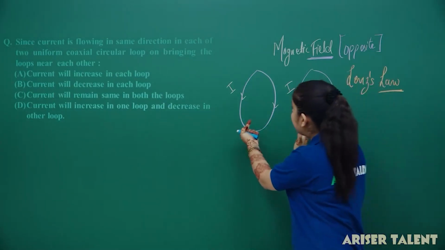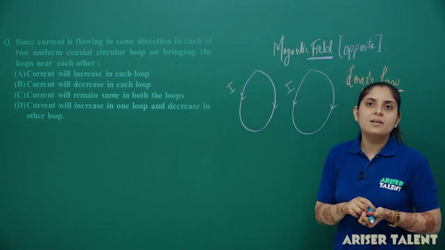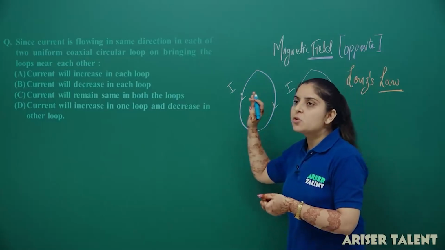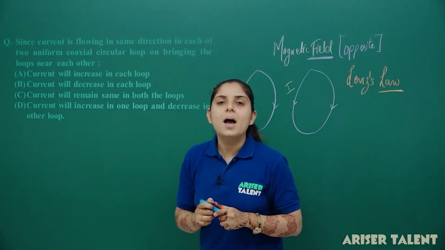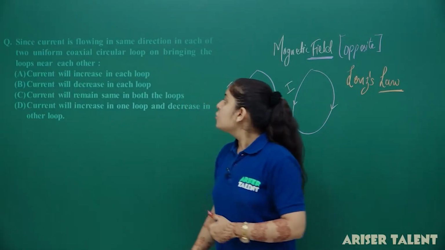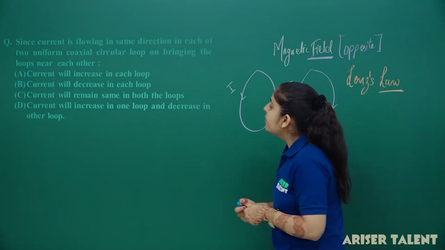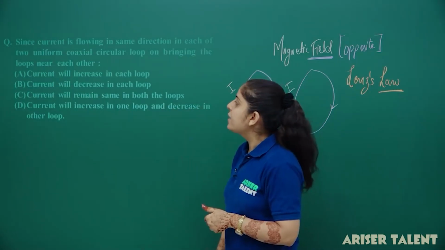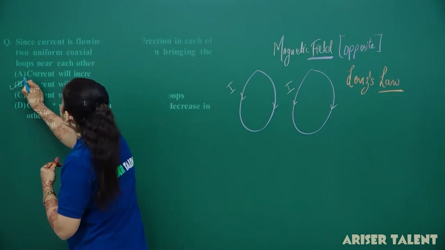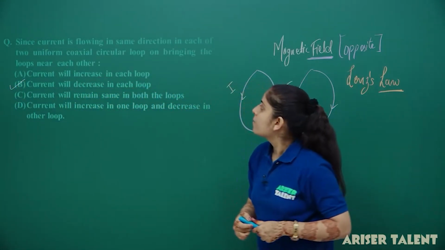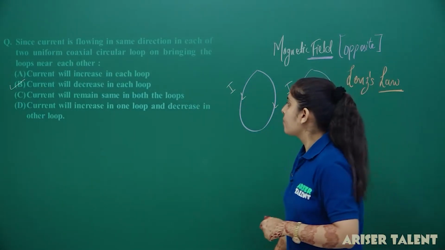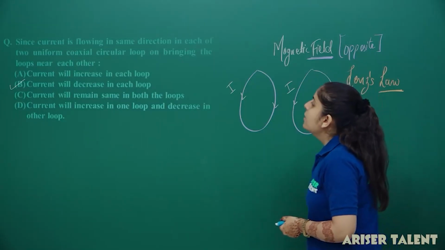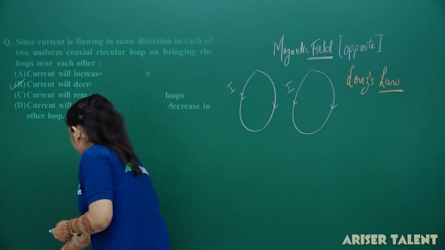If you bring these two closed loops close to each other, what will happen? The current is going to decrease in both the cases. And why is it happening so? It is happening according to Lenz's law. So which option is satisfying here? We can say that the current will decrease in each loop. So here our option number B is correct. Now let's move to the next question we have.